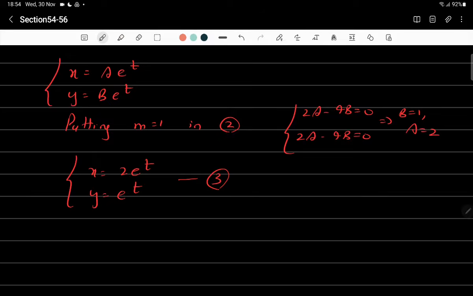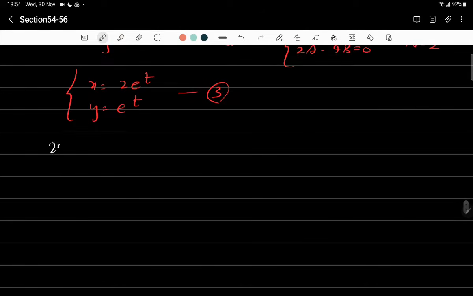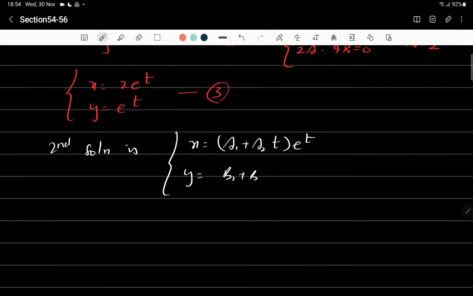But recall that the other solution is of the form, second solution is x is equal to (a1 plus a2t) e raised to the power t, y is equal to (b1 plus b2t) e raised to the power t. Now the question comes that how do you compute a1, a2 and b1, b2? Yes, so think over it, because now we have the form of how the second solution looks like. The only missing thing is the value of the constants. So to compute the value of the constants, we should put this solution back into the given equation.